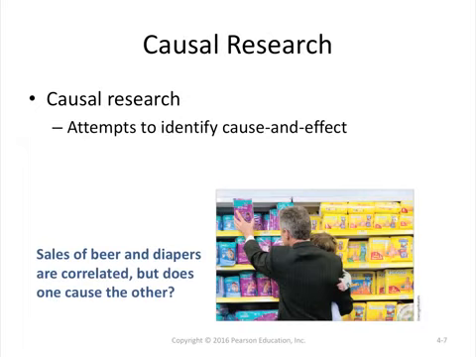The next kind of research we call causal research. This is when you try to connect the dots, reason and results, cause and effect, right? So you want to see what caused this to happen.